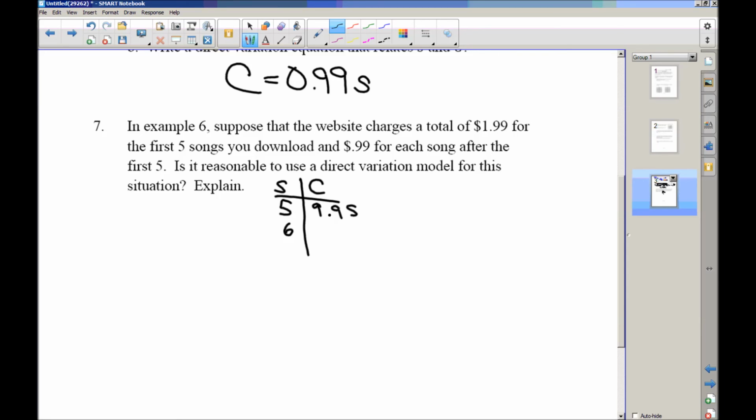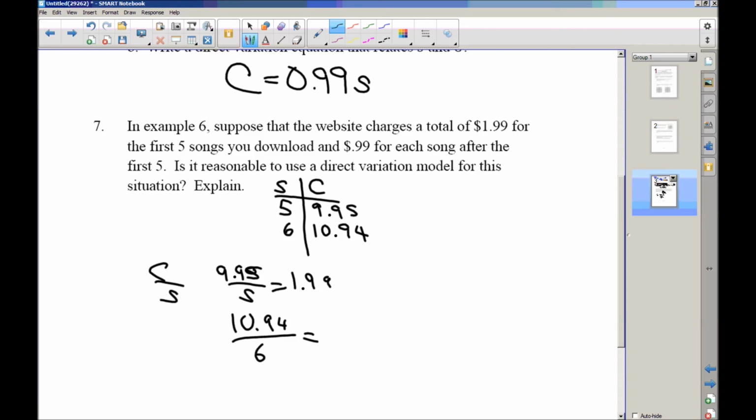But when we buy that 6th song, we pay a different price for that. We only pay 99 cents for the next one. So for here, we're only going to pay $10.94. Okay? So let's take these two. If we divide cost by songs here, and we do $9.95 divided by 5, we get $1.99. But as soon as I do $10.94, the next cost-song pair, divided by 6, I no longer get $1.99. $10.94 divided by 6 is going to give me about $1.82, which is different. So it is not reasonable to model this with direct variation.